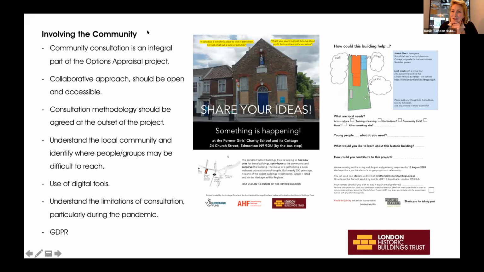What I've just put here is the flyer, which was developed, led by Nicola, with input from myself and the community consultant, Debbie, which had a range of different ways that people could engage in sharing their ideas for our project.